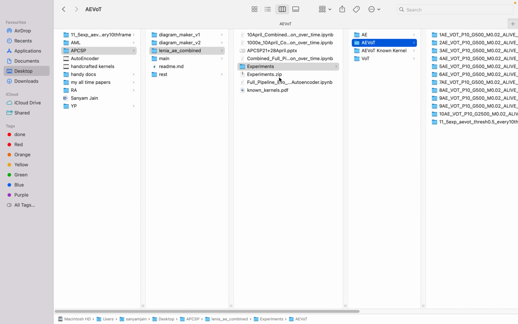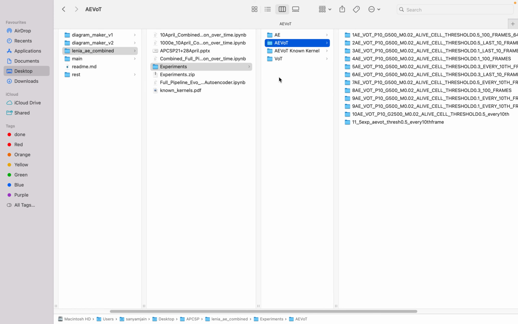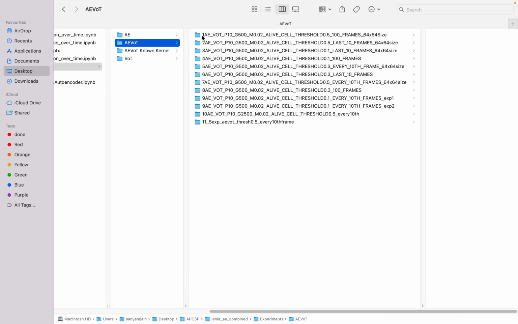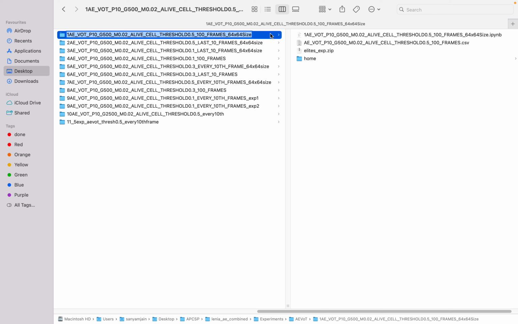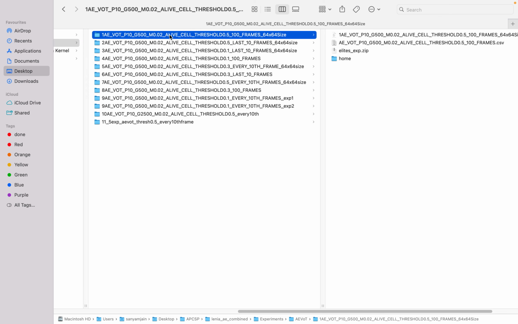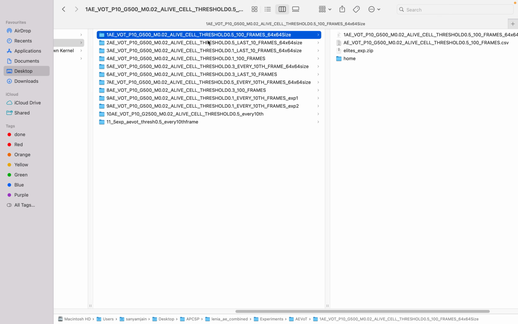And then we have AEVoT, and here we are. So we are using this configuration first, with variation over time threshold. The alive cell threshold is 0.5, and we are considering all 100 frames.